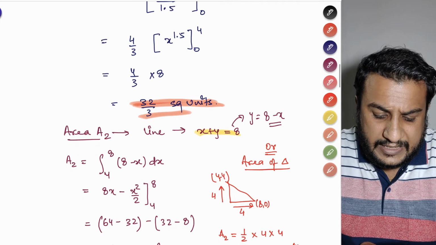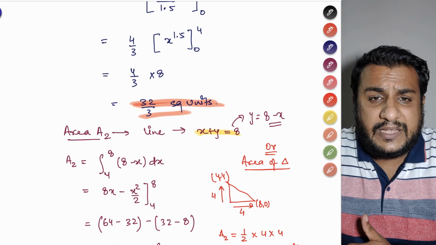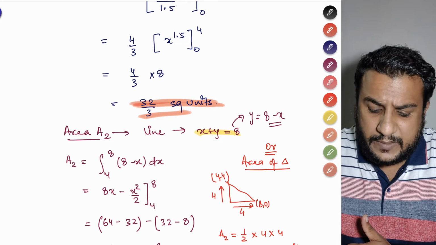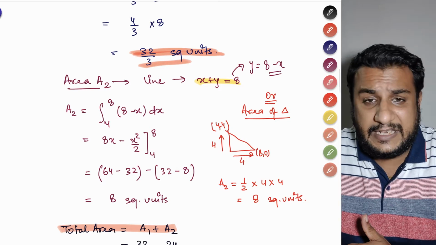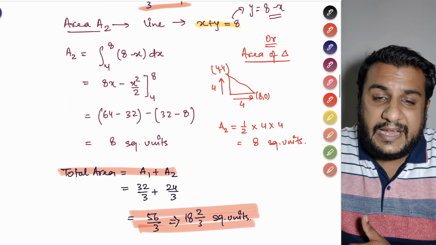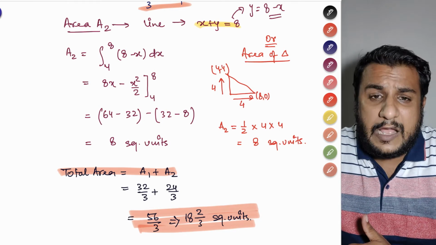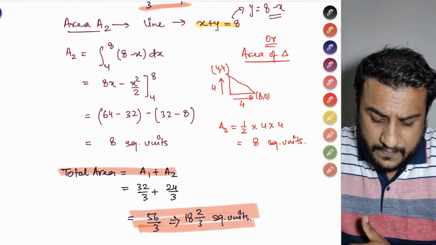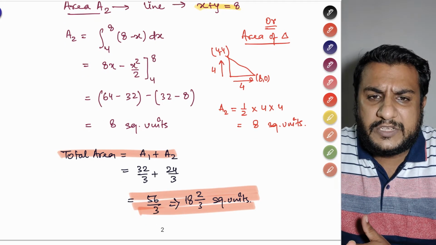Now if you integrate this, 8 is a constant, so the integration would be 8x, and the integration of negative x would be negative x square by 2, from 0 to 4. Now if you substitute the upper and lower limits, you get 8 square units. Now the total area is A1 plus A2. 8 we can write in the equivalent form 24 by 3 because I want to make like denominators. Now if you add up, you get 56 by 3, which you can simplify into a mixed fraction.